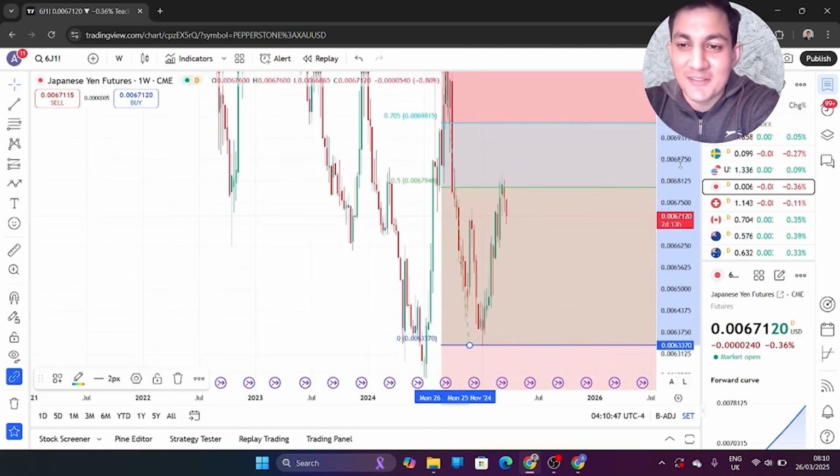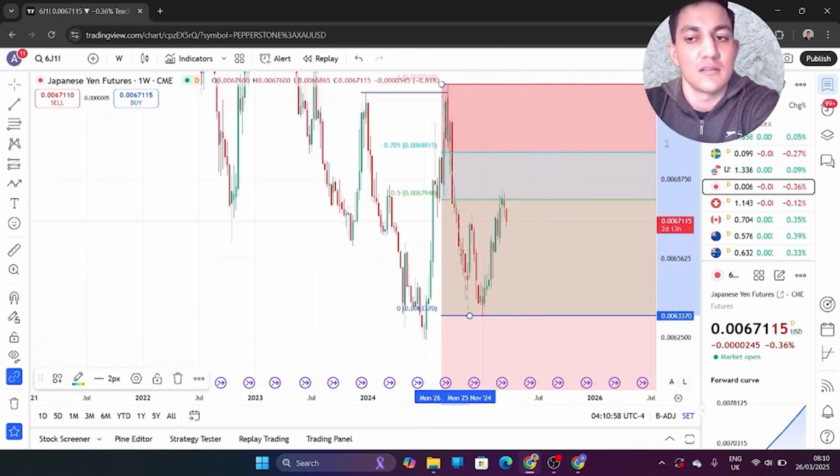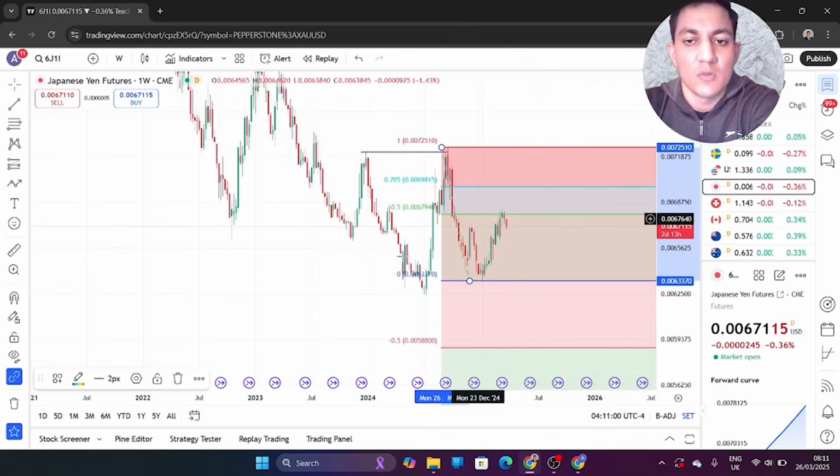It's almost like I work for the central bank. Look at this. Here's the 50% level. Look at price. It hits it, wicks down, wicks down, wicks down, and now it's starting to reverse. This is just allowing smart money traders to start selling, selling, selling, right? So what does this really mean?